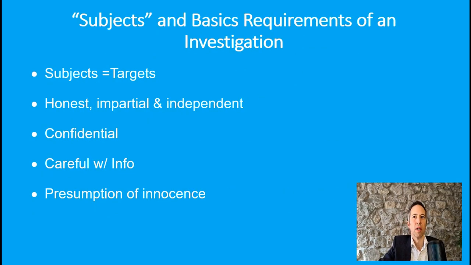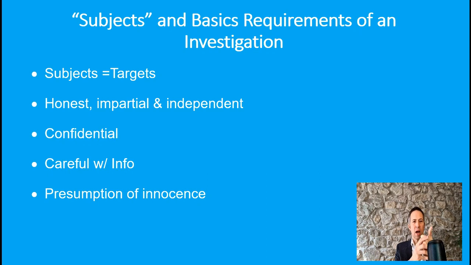So what are subjects and the basic requirements of an investigation? In short, subjects are the target of an investigation. They are the person that the investigation services has determined might have committed misconduct or might have done something that could potentially be misconduct. Once someone is named as a subject, they are entitled to certain rights. The first right that everyone is entitled to in an investigation is that it must be honest, impartial, and independent. It must be independent of the person who's made the complaint. It must be independent of the person who will ultimately decide what to do if the sexual harassment is proven.